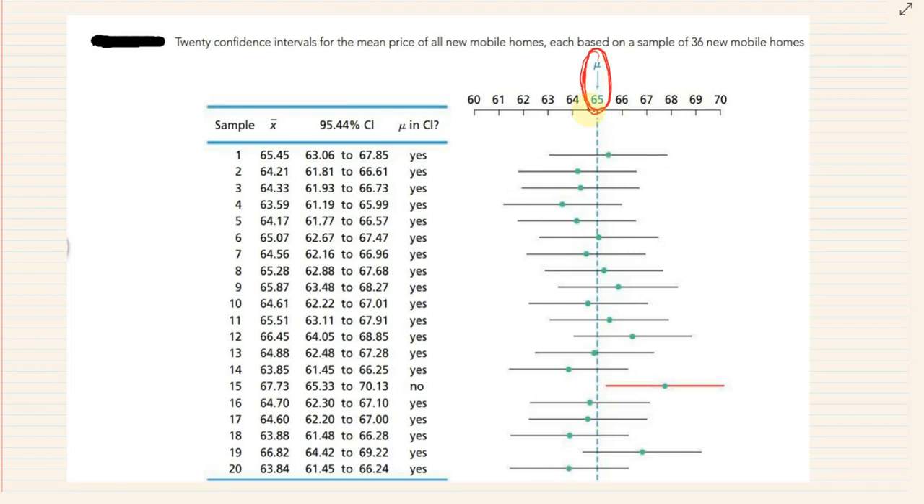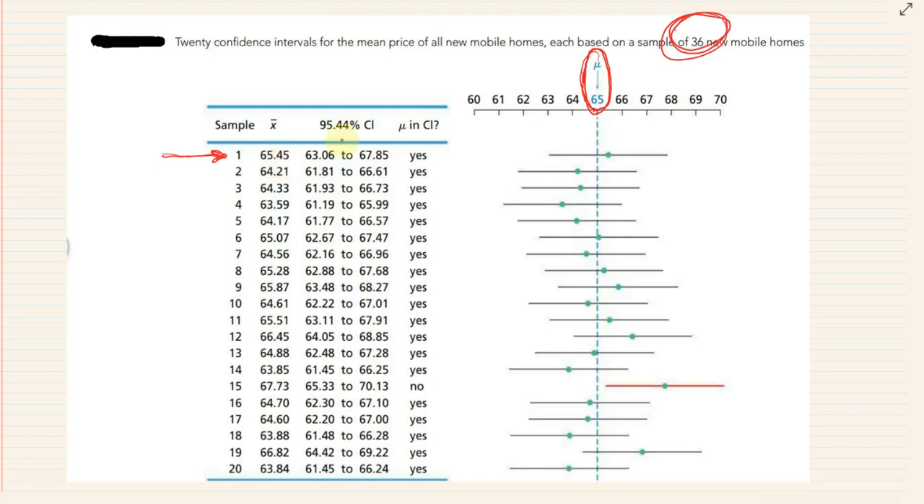what's being done here is that, let's say, a first sample of size 36 new mobile homes is selected in some location. The average in the first sample is 65.45. It's about $65,450.